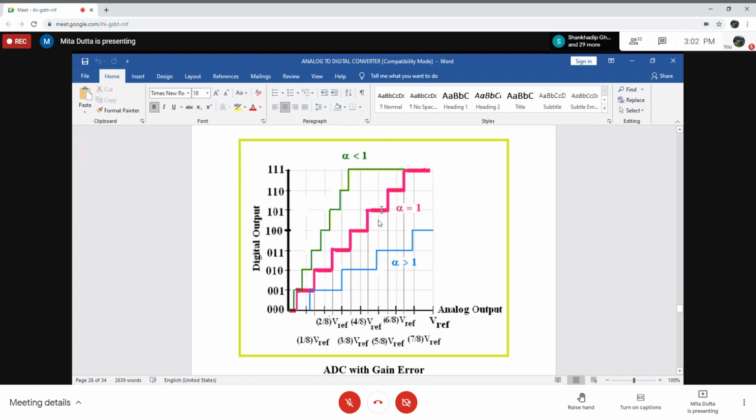Now from the graph of the gain error of ADC, what we have seen: if alpha is less than 1, what will the graph be, and when alpha is greater than 1, why does the graph look like this? Do you have any idea?